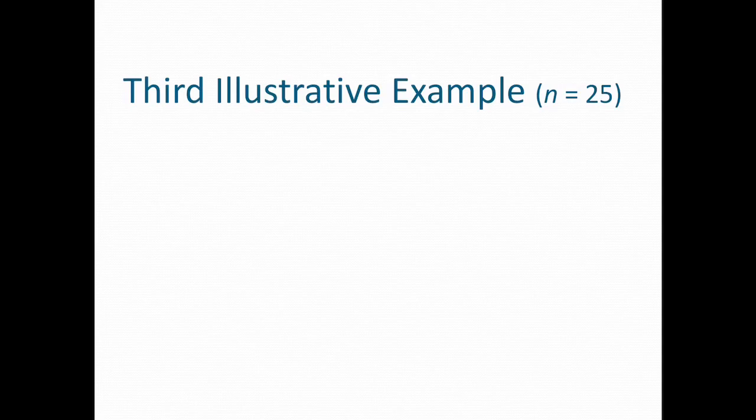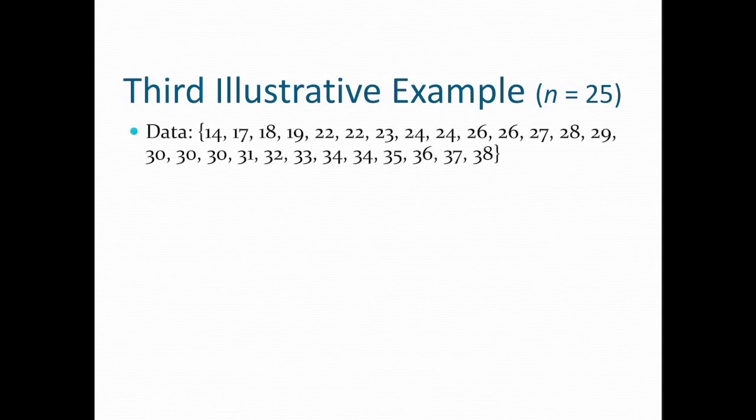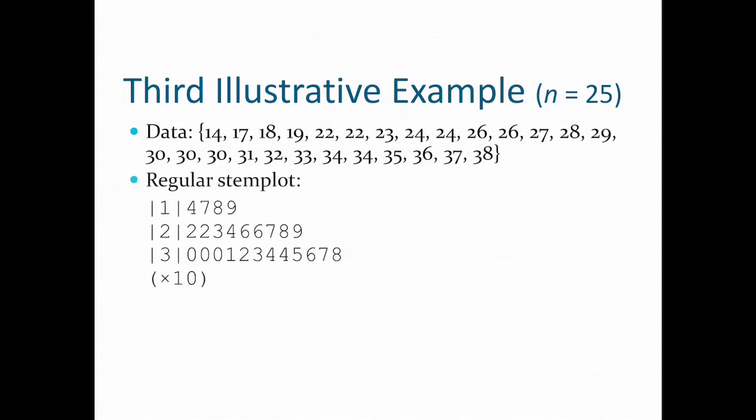So here's a third illustrative example where we have 25 individuals. So here's our data for these 25 individuals, or maybe their ages. I don't remember exactly what this illustrated example was in, but nonetheless we have 25 data points to look at.